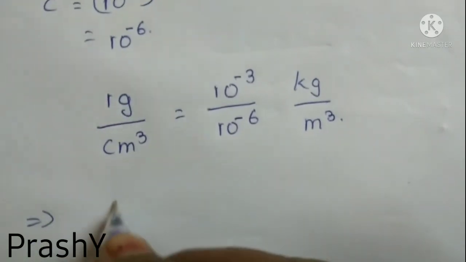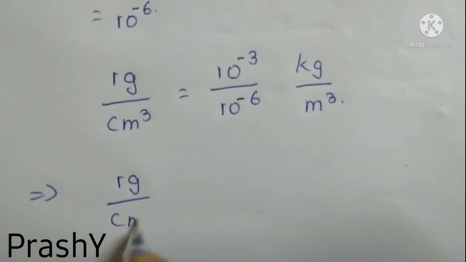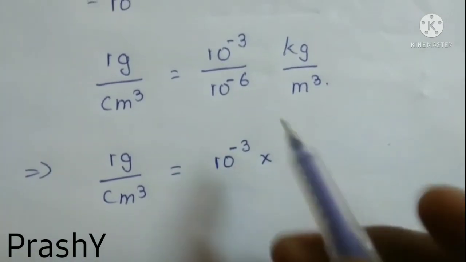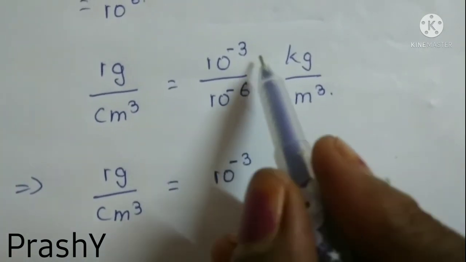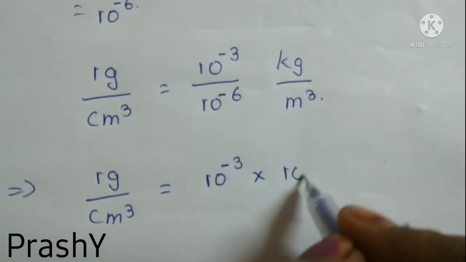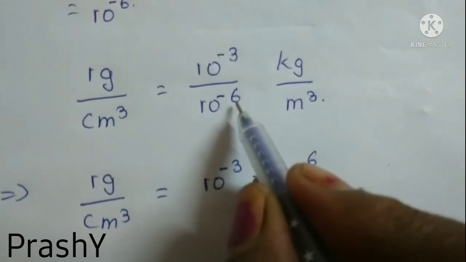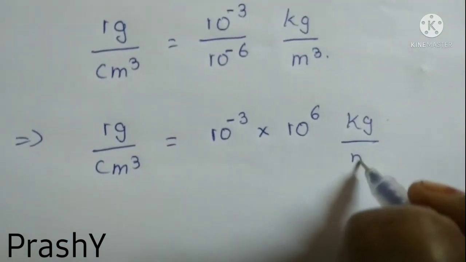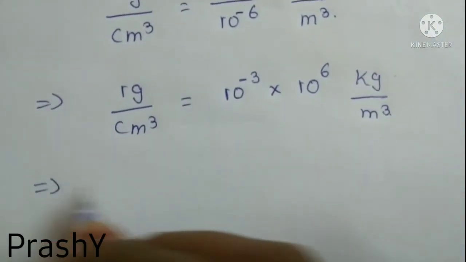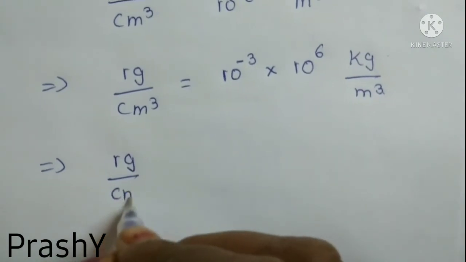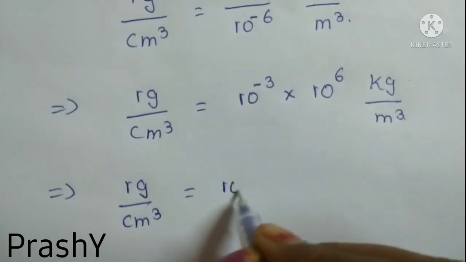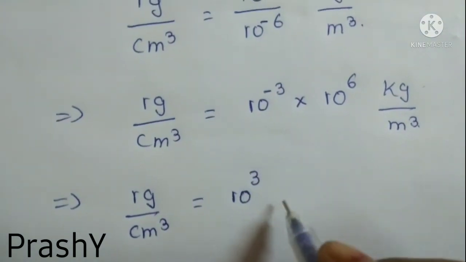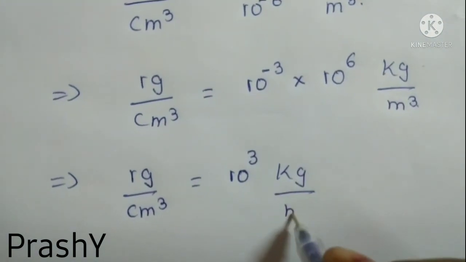Now I will rewrite 1 gram per centimeter cube is equal to 10 power minus 3 into, this is in the denominator, so I want to take it to the numerator. So it becomes 10 power 6. Minus 6 becomes plus 6 when it goes to the numerator. So kg per meter cube. Now I will get 1 gram per centimeter cube is equal to 10 power plus 6 minus 3, which will be equal to plus 3 kg per meter cube.